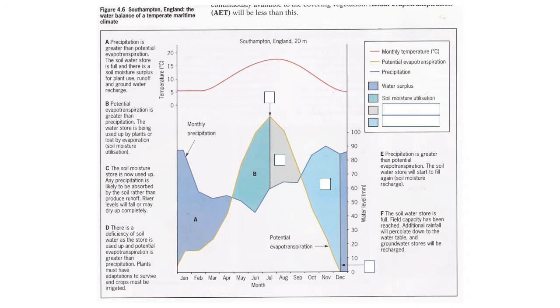Next we get to zone B, that's our soil moisture utilisation. So now the plants are using more water, the evaporation is taking more water than the precipitation is able to do it. So the soil is becoming drier. Eventually, at point C, there is no water left in the soil.